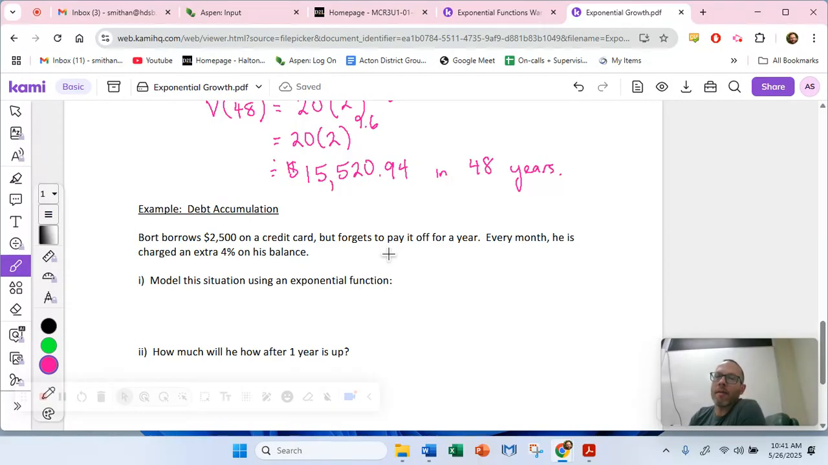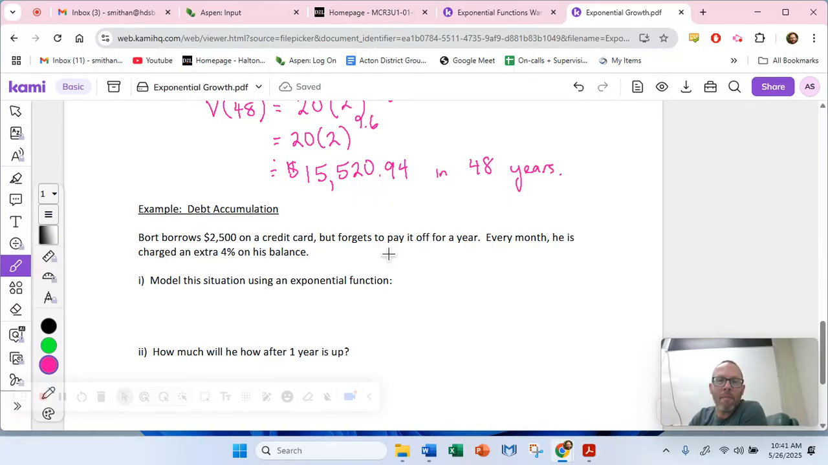So in this question, Bort has borrowed $2,500 on a credit card, and Bort forgot to pay it off. Now, we're suspending belief in this question because a credit card company would not just let your balance grow for a year. You have to make a minimum payment. But we're just going to keep things simple for now. So let's just assume that Bort's $2,500 balance has just grown unchecked 4% every month.